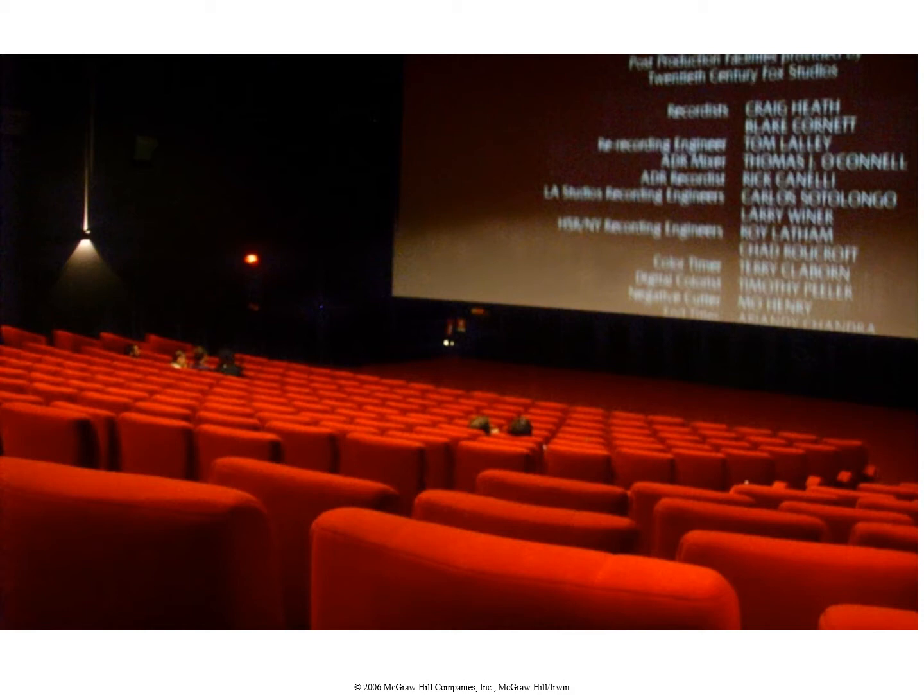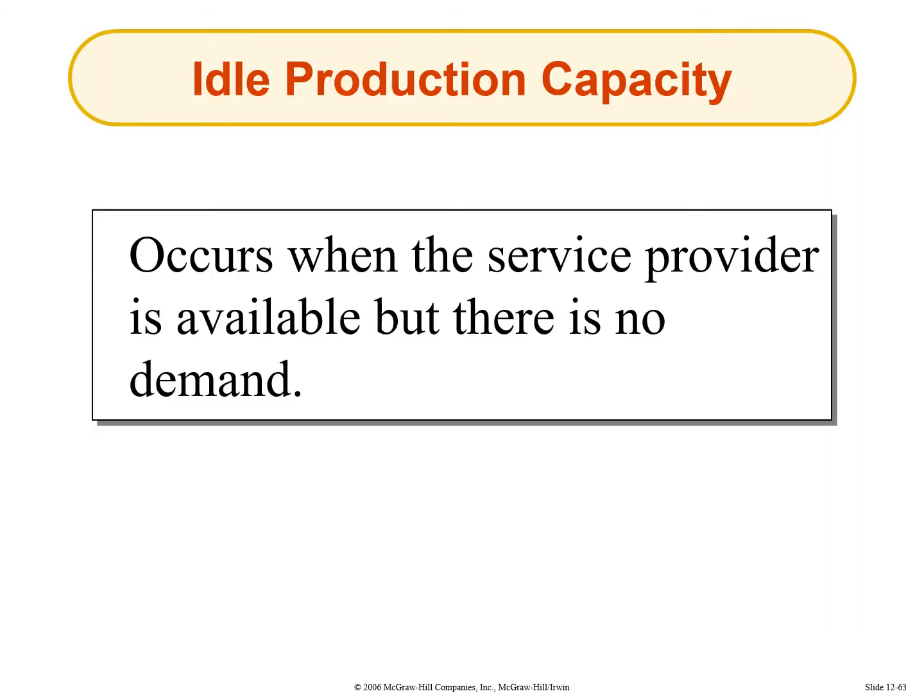And there are so many vacant seats in there, which basically means that the service provider is available, but there is no demand. The consumers are not in there, but they still have to spend the same amount of money. If the theater was full, it would have cost them the same amount of money as it's costing them now with just 4 people watching the movie. So that's what inventory carrying costs are for services, and that's what idle production capacity means. Again, it occurs when the service provider is available, but there is no demand.